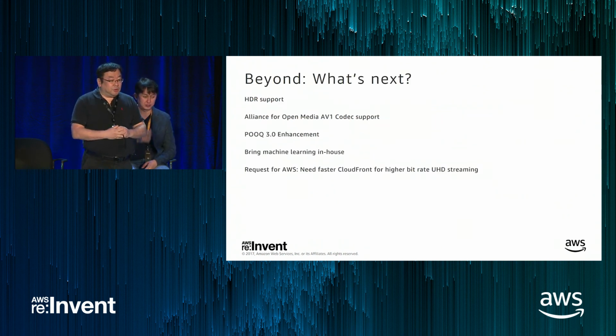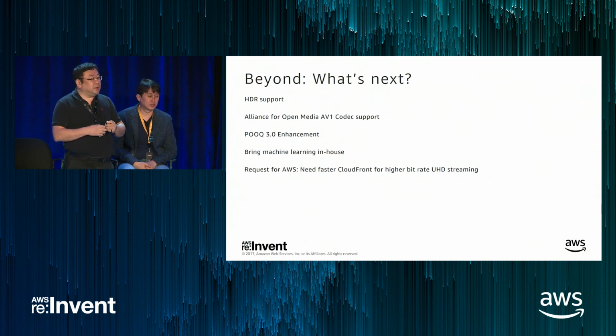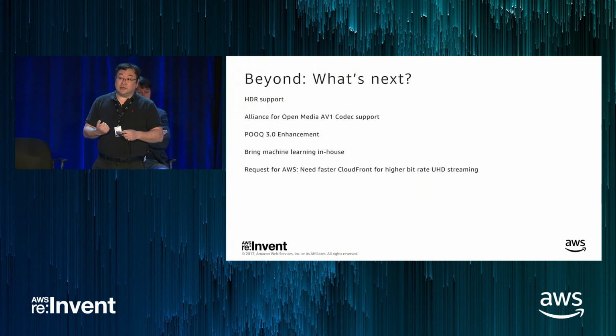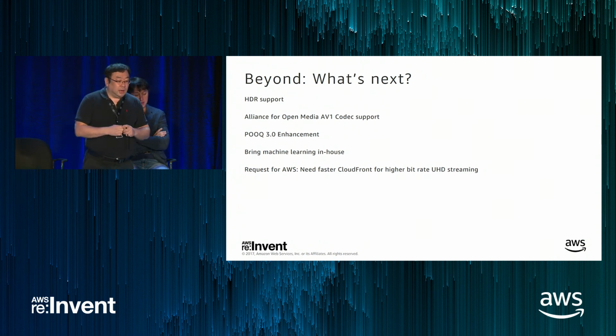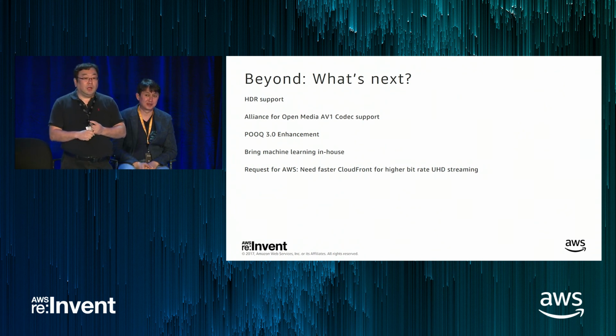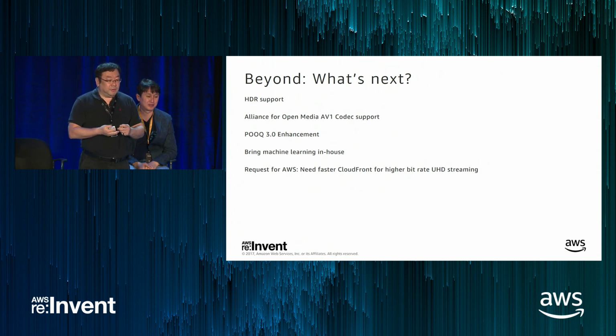Okay, so beyond that, what's next? We are looking into HDR support because it looks like POOQ is already gone and HDR is coming of age. We are also looking into the AV1 codec, which is not commercially available yet, but we are looking at that. And we are going to keep working on the POOQ 3 enhancement. We really want to bring machine learning inside our office, but our resources have a limitation on that. And a request for AWS.